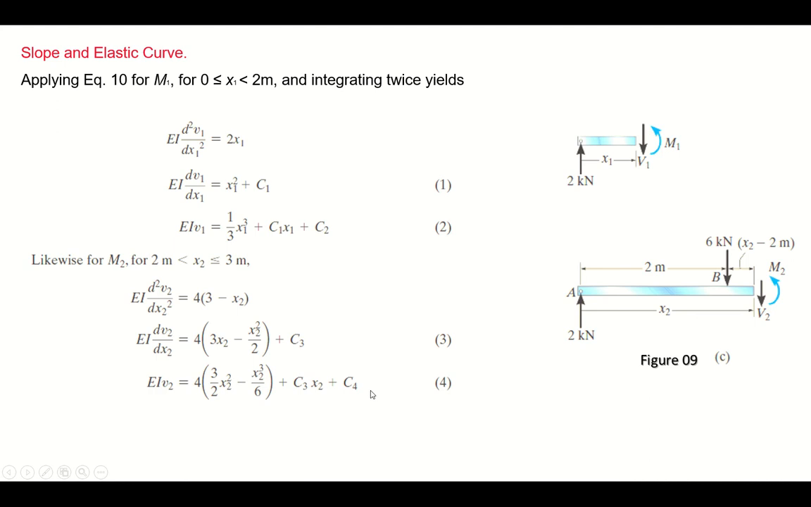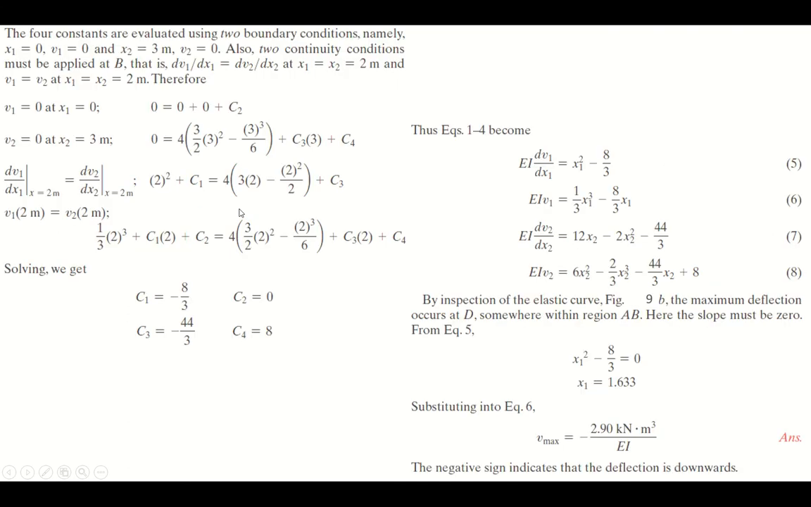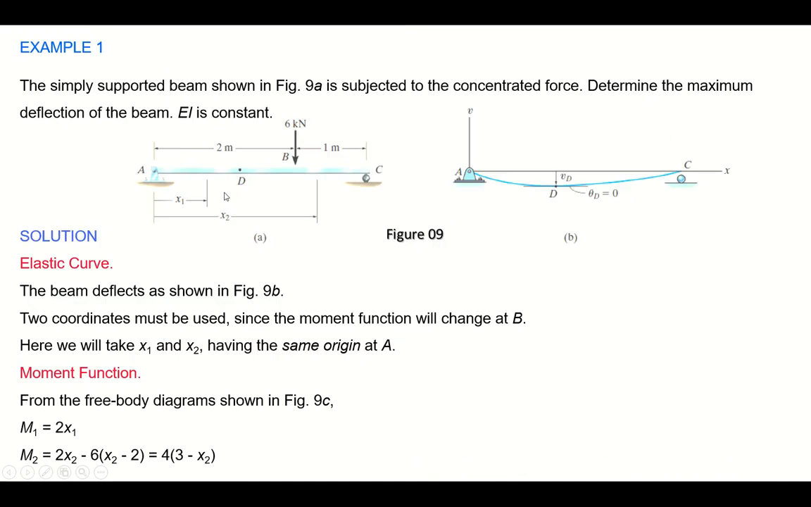So we apply the boundary conditions as well as the continuity conditions to solve these equations. We know the boundary conditions. In this beam you have two boundary conditions. For example, at x equal to 0 the mu is 0. You can see that here the deflection is 0. Also at C, at x equal to 3, mu is also 0.